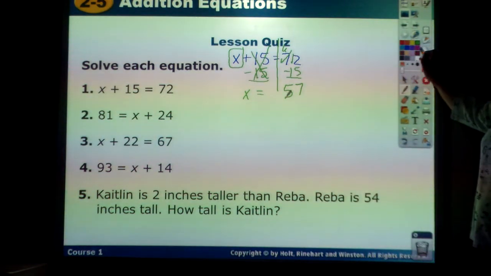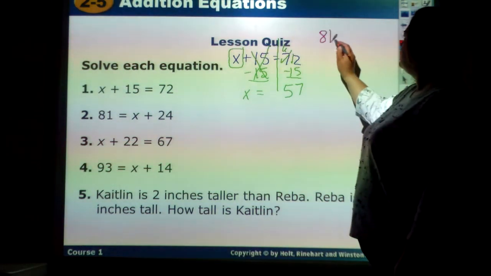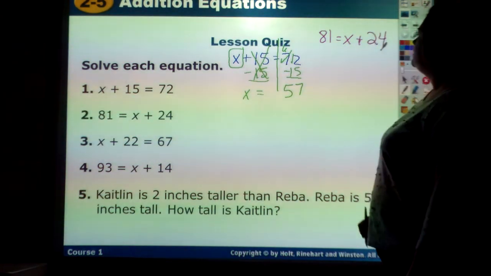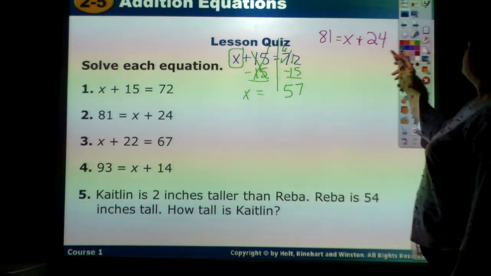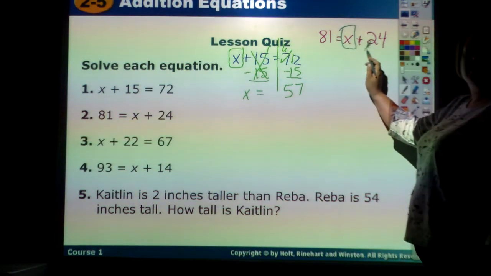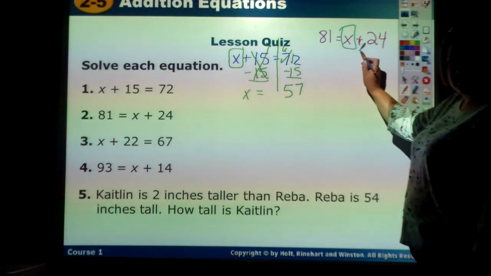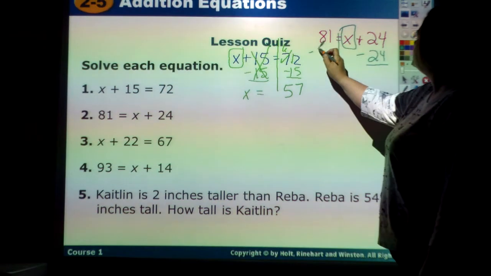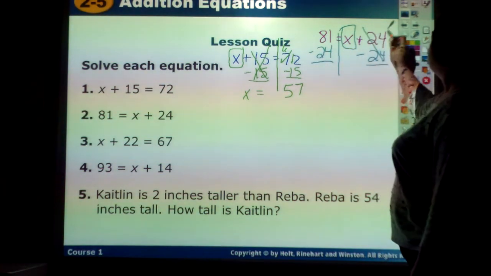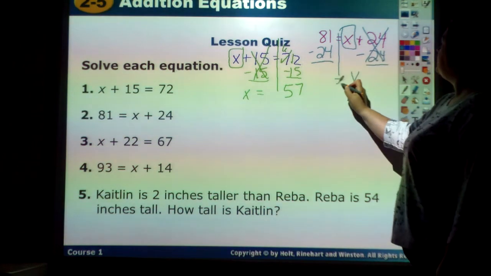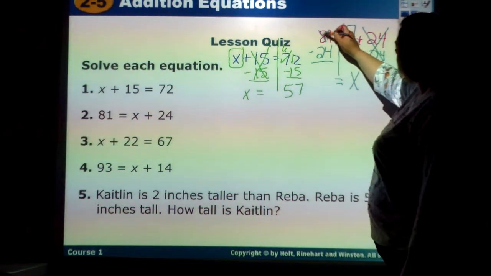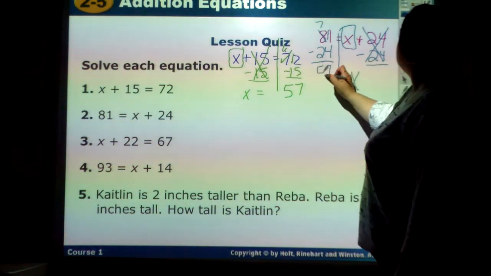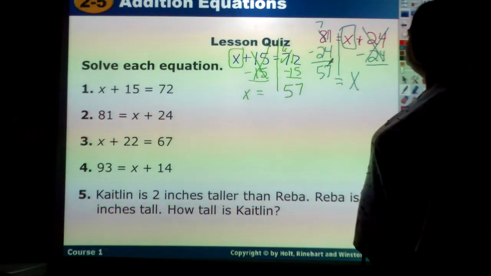Let's look at number 2. 81 equals x plus 24. So I'm going to isolate that variable, which is x. I need to get rid of the plus 24, so the opposite of adding is subtracting. Minus 24, I do that on both sides of the equal sign. That cancels out, I'm left with just x equals, I subtract, and I'm left with 57.